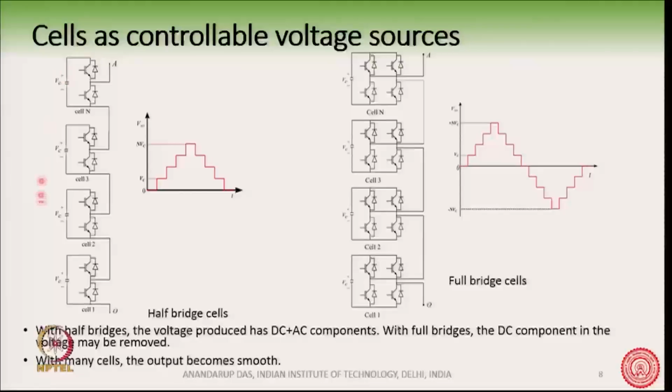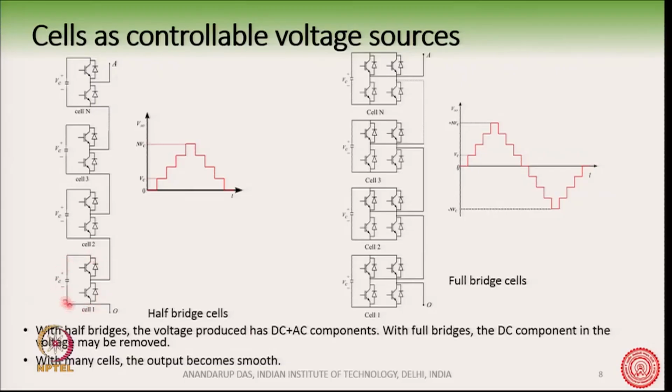Here on the left we show one arm of the converter with n number of cells in half bridge configuration. On the right hand side we show the n cells in an arm of the converter, but they are now connected in full bridge configuration. So, we will analyze both of them together. Let us take the half bridge configuration first, it is easier to understand.